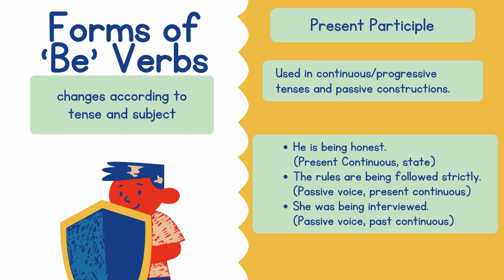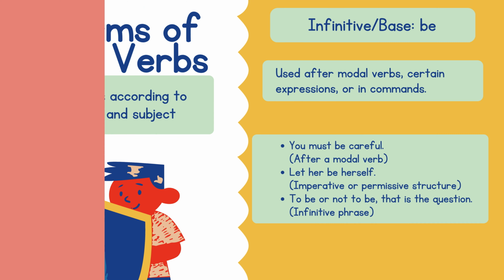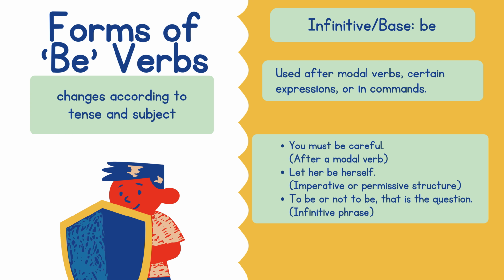She was being interviewed. Passive voice, past continuous. In this case, the action of being interviewed was happening in the past. So, being is a versatile form used in both continuous tenses and passive voice constructions, helping us describe ongoing actions and states. Let's discuss the infinitive base form of the be verb, be.